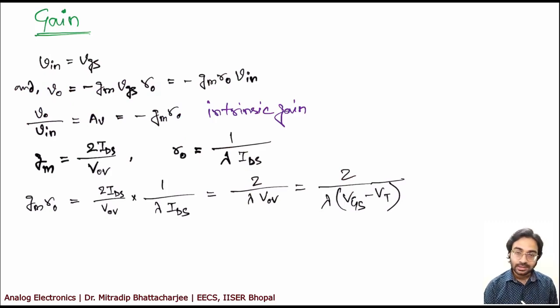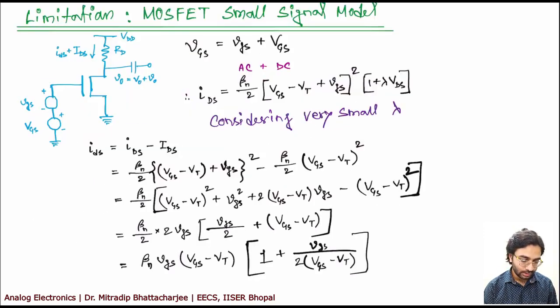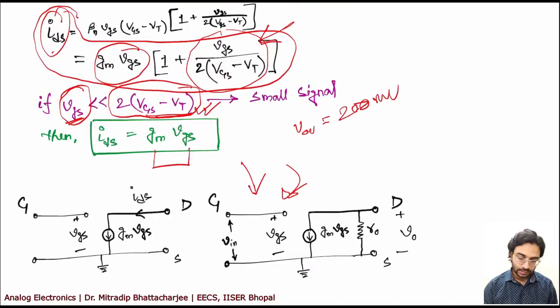Now in this case, your input voltage is VGS, right? The gate to source voltage is your input. Here it is given. Your input voltage is VGS. Okay.